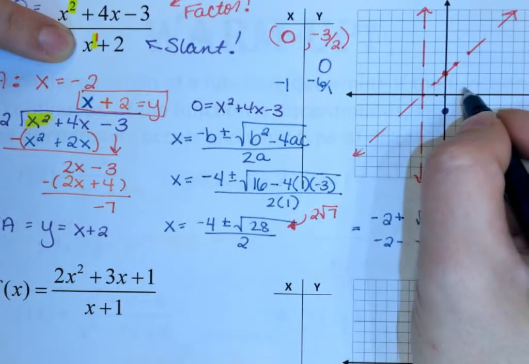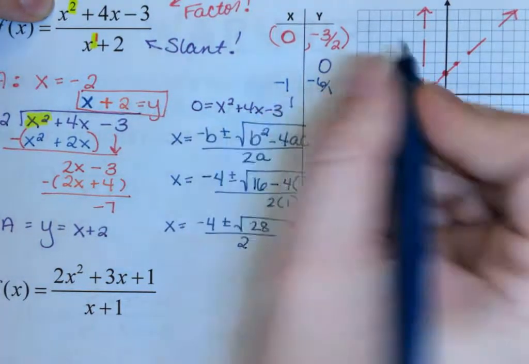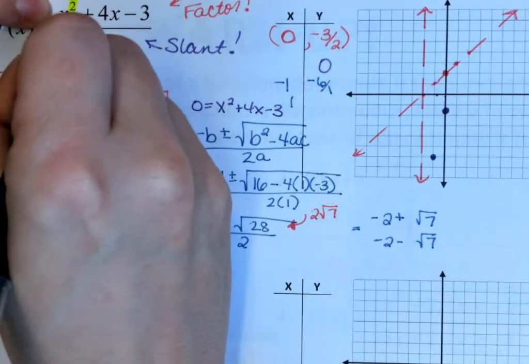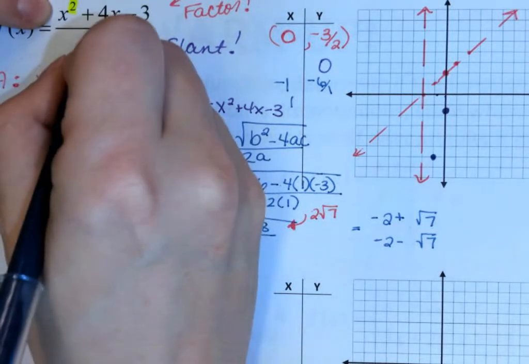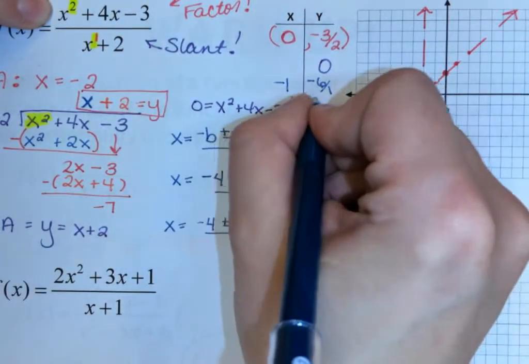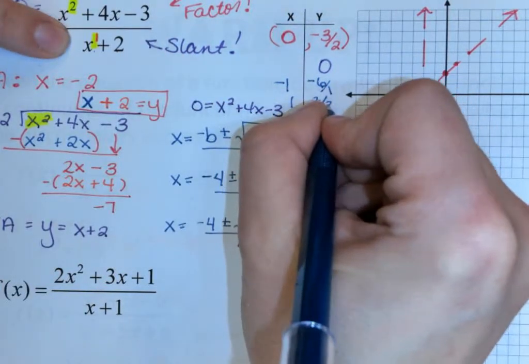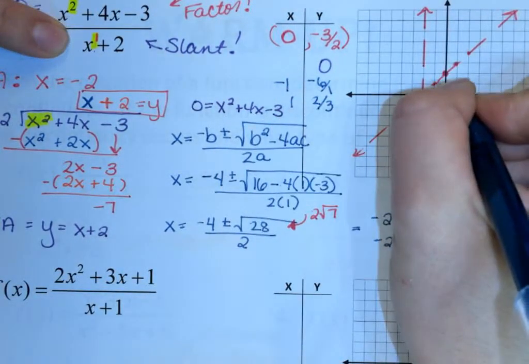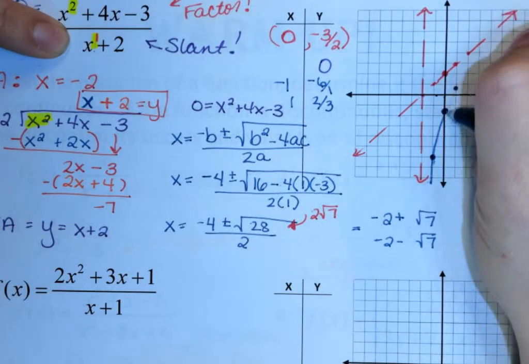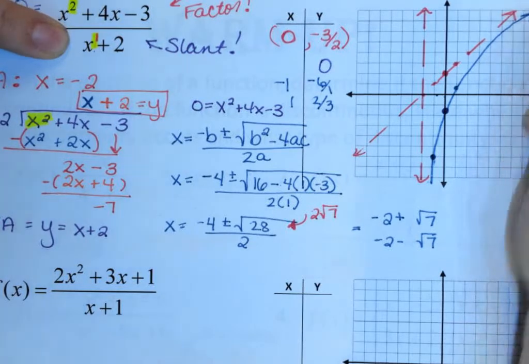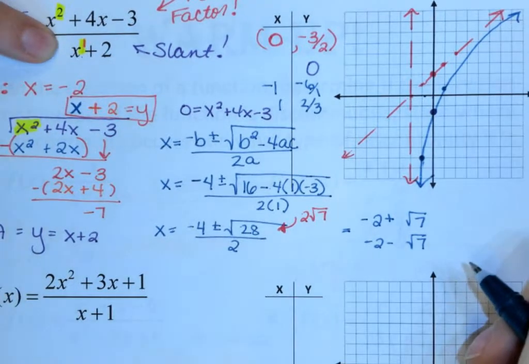Let's plug in a positive 1. What is 1 squared? 1. 4 times 1. So 1 plus 4 minus 3, over 1 plus 2. So I'm going to be at 2/3. So my graph is going to look like that on the right.